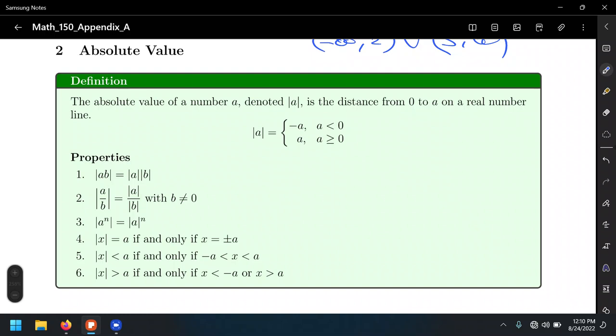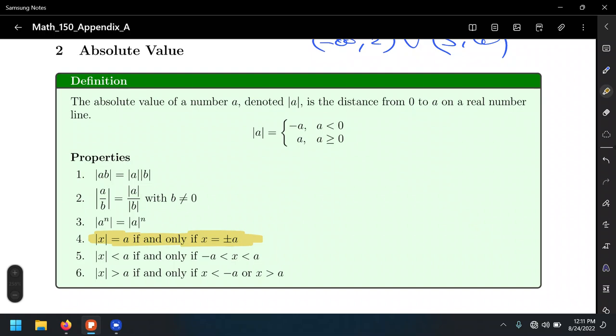And of course, we have some properties. The absolute value of a product is the product of the absolute values. The absolute value of a quotient is the quotient of the absolute values, but with the condition that the quantity in the denominator is not zero, because of course, we get an undefined result. The power rule, again, these are pretty straightforward rules, but the one we want to pay special attention to is this one, when we solve absolute value equations. I'll show you how we use this and how we interpret this ultimately.